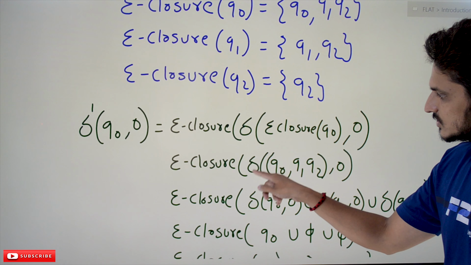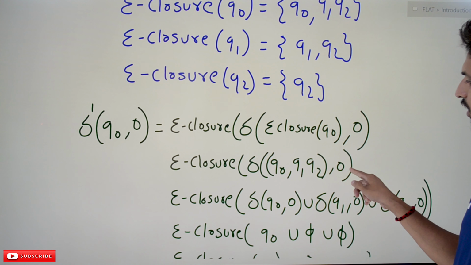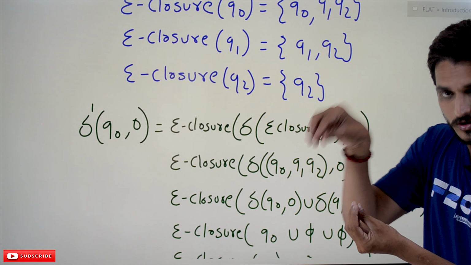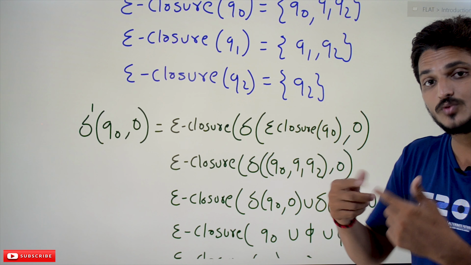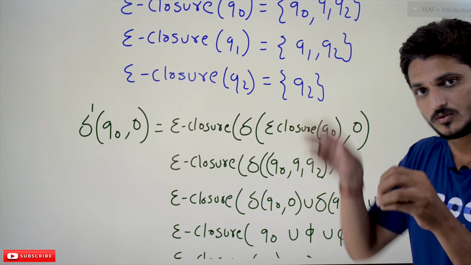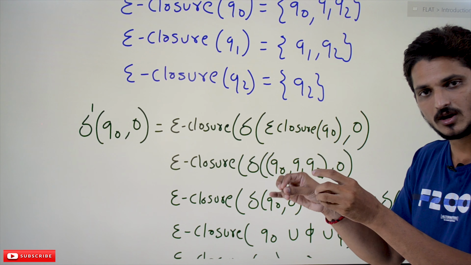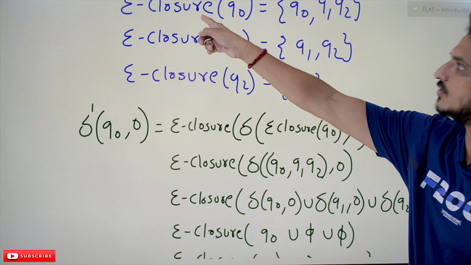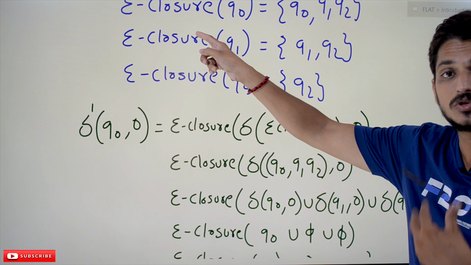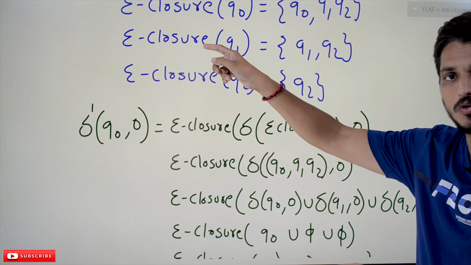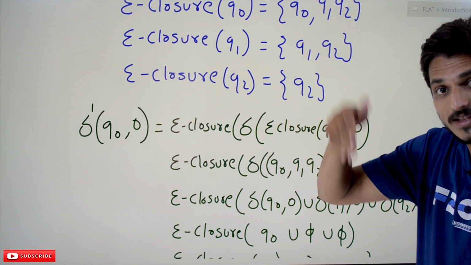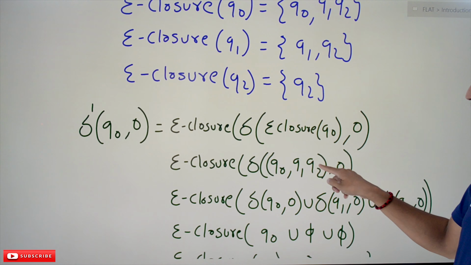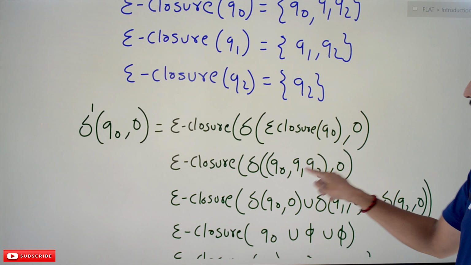Now apply transition on Q0, Q1, Q2 on 0. This is what we have done. If you want to apply 0 on our Q0 state, on which states are we going to apply? We are applying on Q0, on Q1, on Q2. That is what epsilon closure is. Using epsilon symbols, how many states are we going to move? On all those states we have to apply the input symbol.